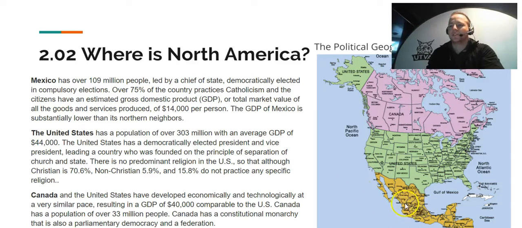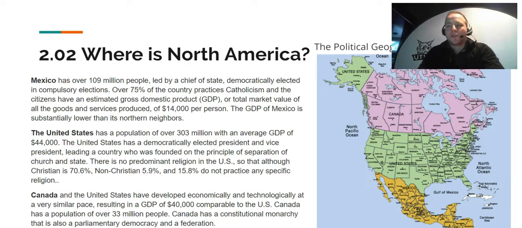Starting at the bottom of the south, which you can see my cursor on, is Mexico. I'm just going to read a little bit about Mexico. Mexico has over 109 million people, led by a chief of state, democratically elected in an election. Over 75% of the country practices Catholicism, which is a branch of Christianity. And the citizens have an estimated gross domestic product, that means how much they make per year, or total market value of goods and services produced, of $14,000 per year. The GDP of Mexico is substantially lower than both the United States and Canada.